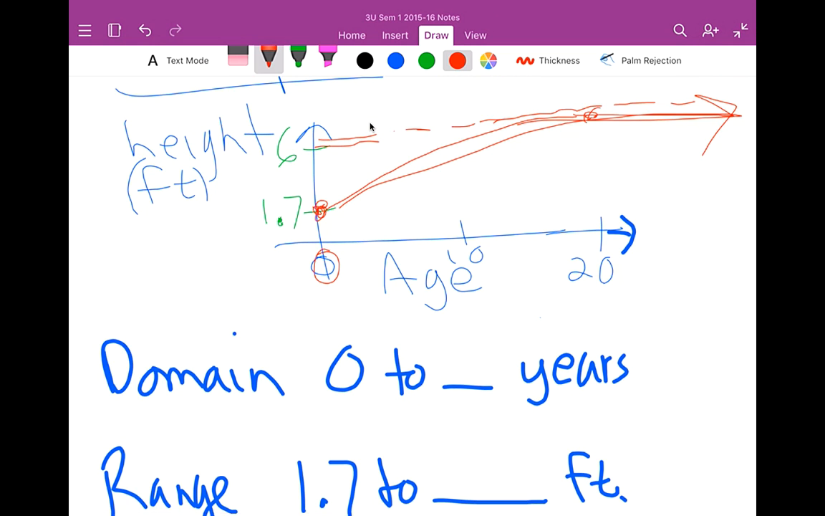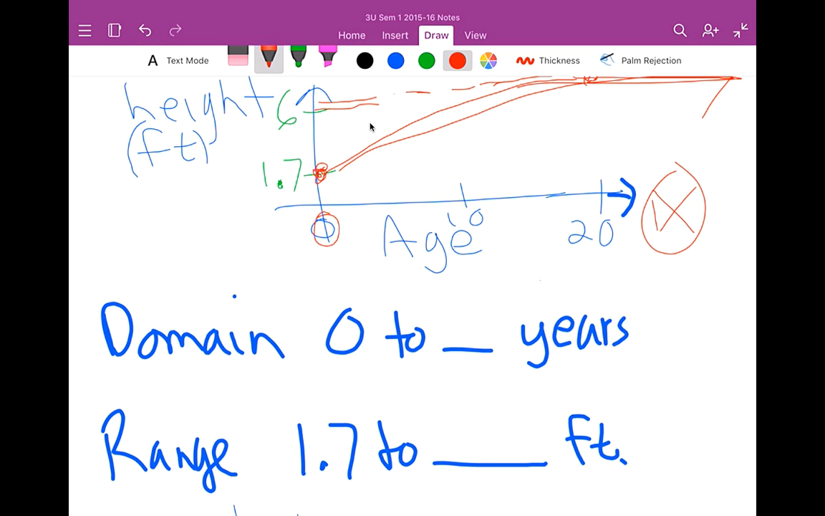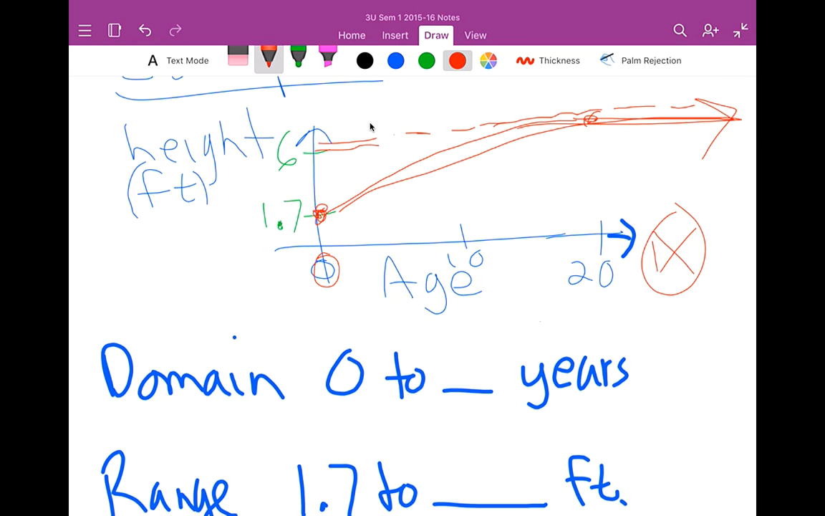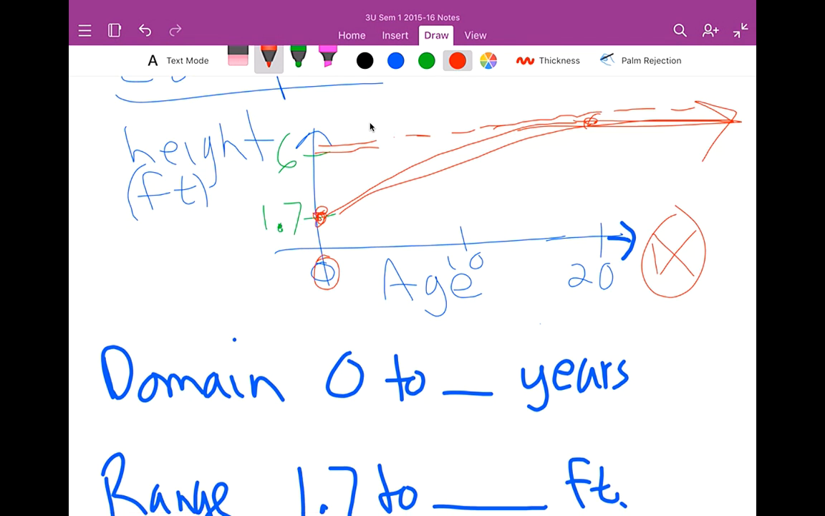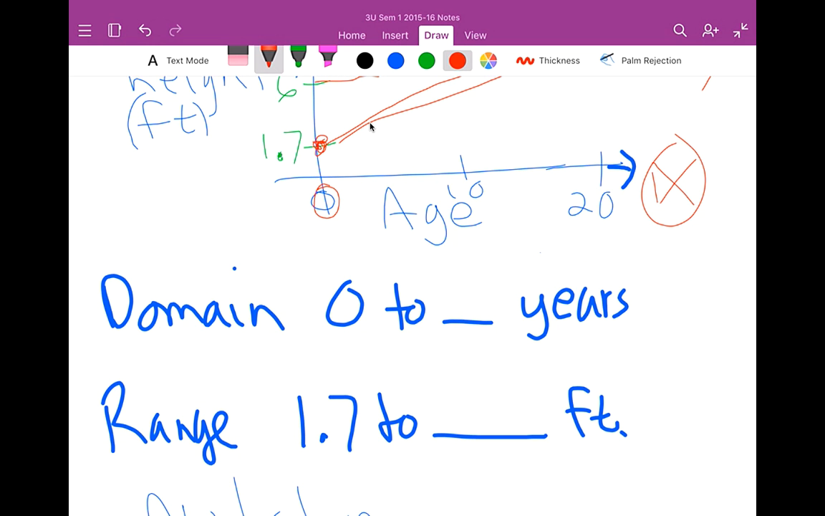So domain is the X values that are allowed. If this is people's age, well, this is averages. Let's assume this is an average graph, an average person rather. So what is the height of an average person? What is the age of an average person? The average male in Canada would live to about 76. The average female, I think, is over 80 maybe. And that's just ballpark.